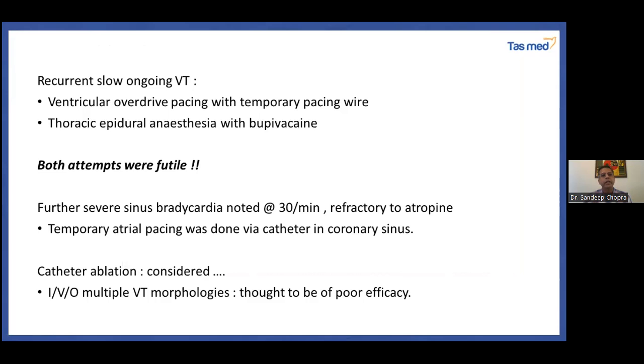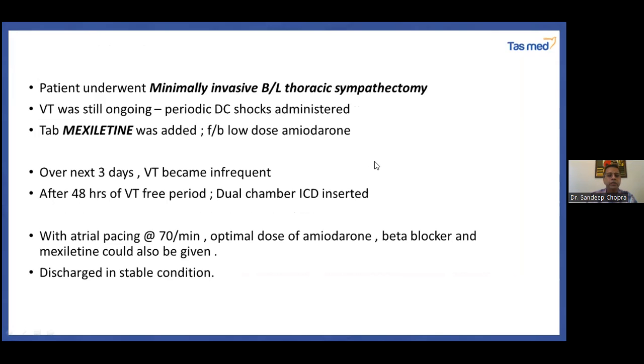So with recurrent, slow, ongoing VT, the patient had a lot of interventions done, like ventricular overdrive pacing and thoracic epidural anesthesia, and both attempts were futile. Further, severe sinus bradycardia, because the patient kept getting pushed with amiodarone, and this was refractory to atropine. The patient had temporary pacing done, and then a catheter ablation was being considered. So these are very interventional procedures. Again, the patient underwent a minimally invasive bilateral thoracic sympathectomy. VT was still ongoing. Periodic DC shocks were administered.